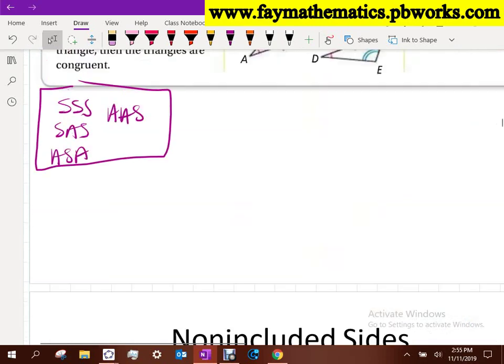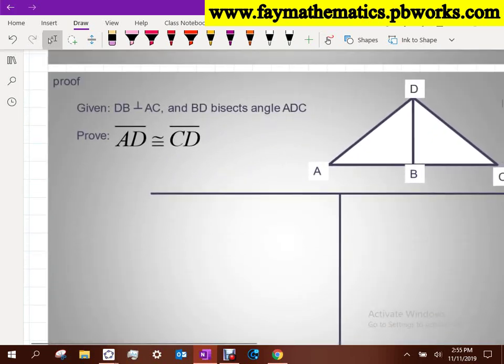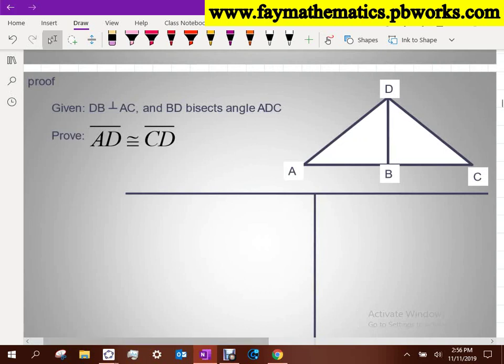So what I want to do with you is, I've got at least 2 proofs here. This is exactly the same as the first proof we did on Tuesday of last week, except I think this last statement was something about B being a midpoint of AC. I'm going to redesign it a little bit, okay? But the picture is the same. The first part of the given information is the same. And the prove statement is the same.